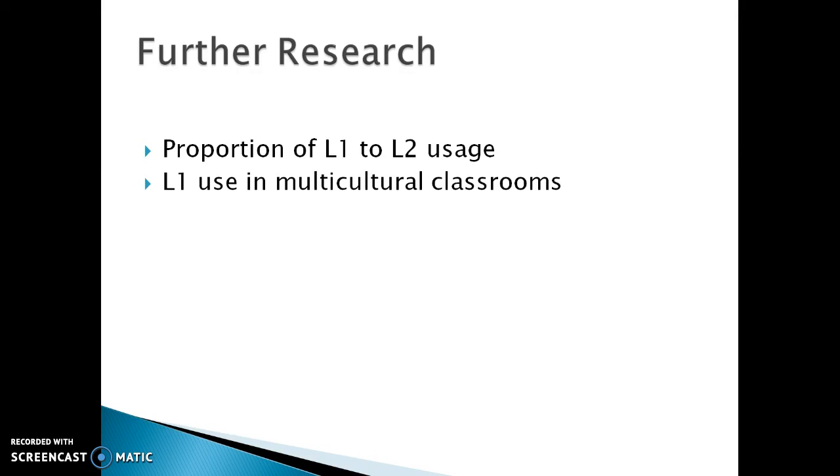Topics for further research. As mentioned before, the proportion of L1 to L2 usage still demands more research. Additionally, L1 use in multicultural classrooms, where there is more than one native language present, also requires more research.